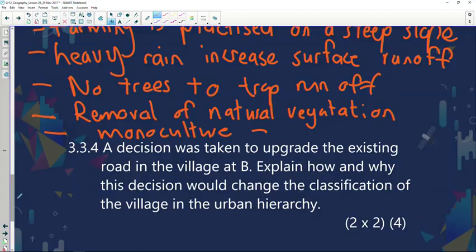Welcome back after the break, and we're busy looking at question 3.3.4. Now, a decision was taken to upgrade the existing road in the village at B. Explain how and why this decision will change the classification of the village in an urban hierarchy. Now, let's just quickly go and have a look back to our diagram, our figure.